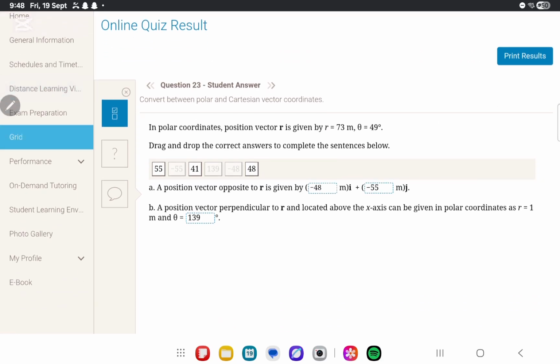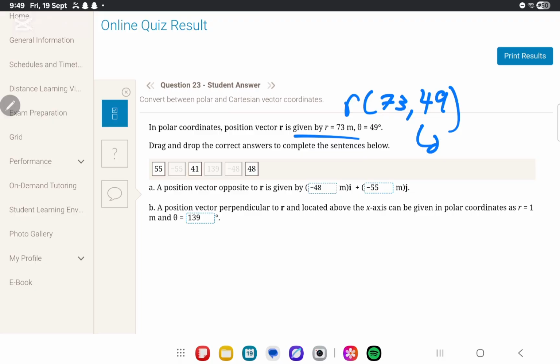Okay, question 23. A position vector opposite to r. Okay, this is a good question. Now, part A is very, very easy. In polar coordinates, this is vector r. So r is 73, comma 49. Now, position vector opposite to r. So first we're going to have to find this in i and j. Then we're going to switch the signs, right? Because it's going to have the same magnitude and the opposite direction if we're switching the signs.